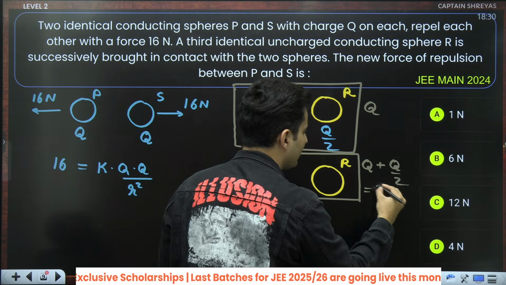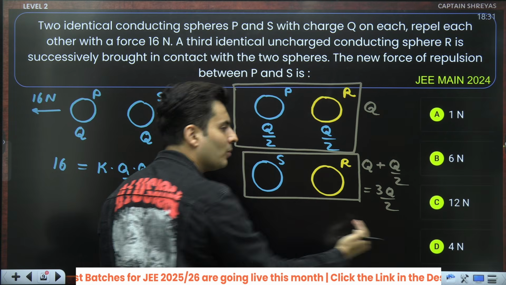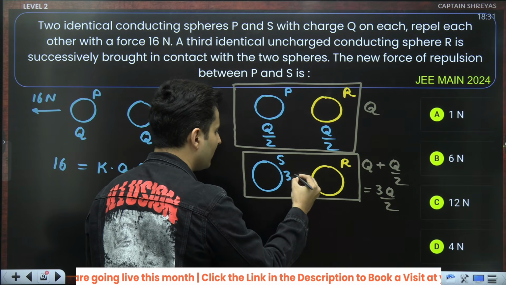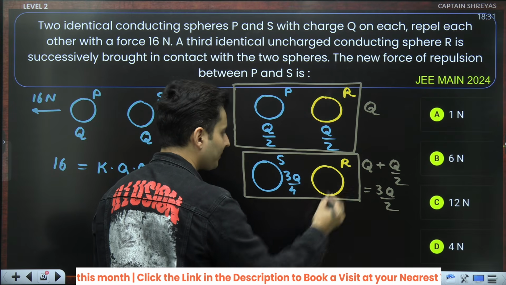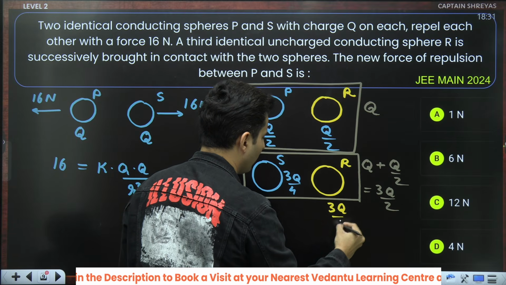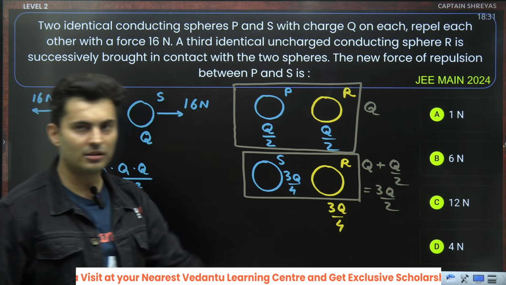Here, the total charge is actually 3Q by 2. That means half of 3Q by 2 will be distributed equally. So this particular sphere will have 3Q by 4, and this one over here will have 3Q by 4. If you add both of them, you will get 3Q by 2. So that is the new charge distribution.